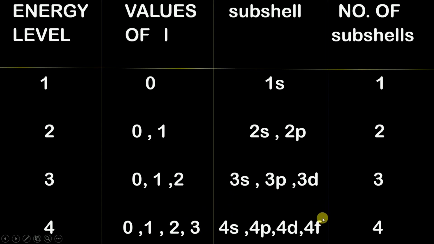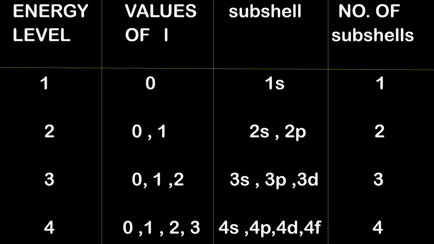And since this S, P, D, F, they all are present in the fourth energy level, therefore I have written them as 4S, 4P, 4D and 4F. And the number of subshells present in the fourth energy level are nothing but 4. 1, 2, 3, 4. Now, few things you need to observe over here carefully, guys.